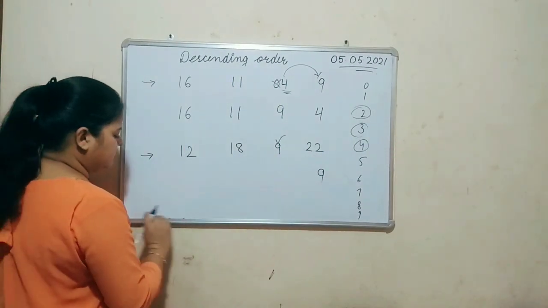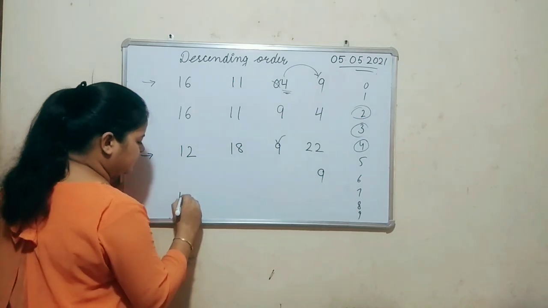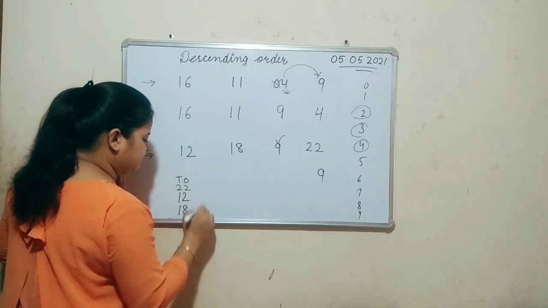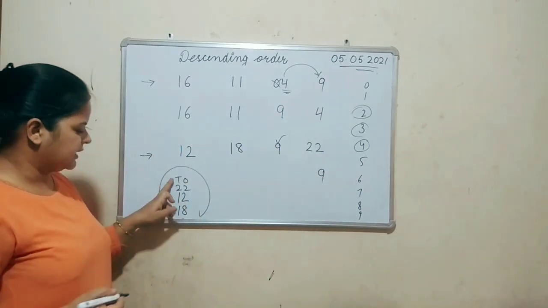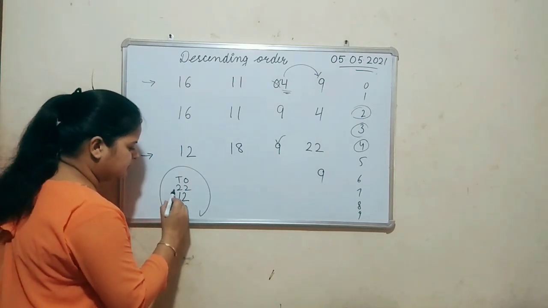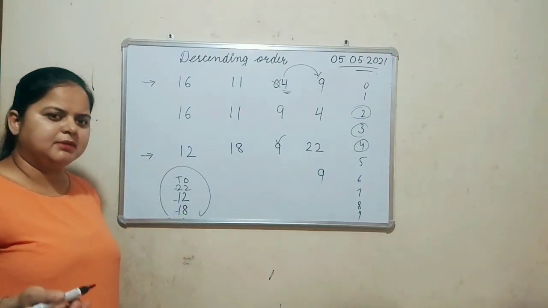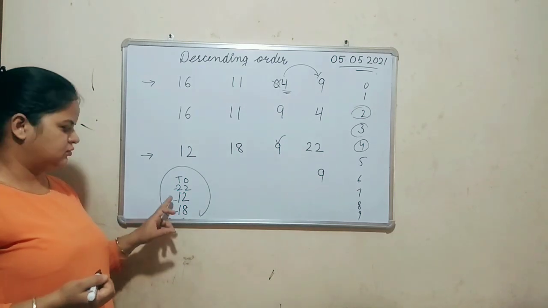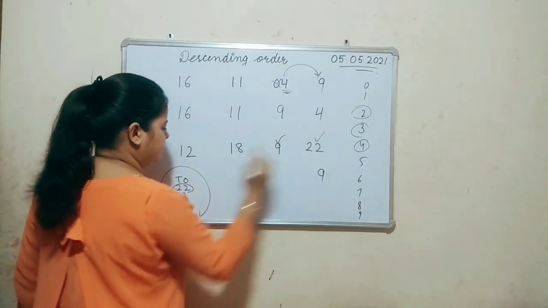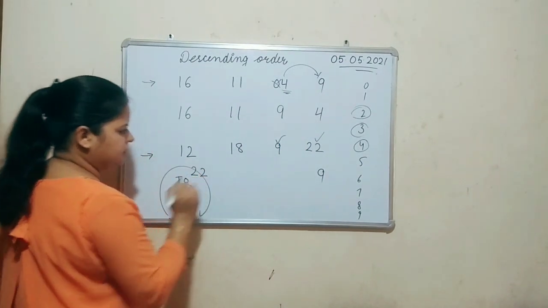Okay, first of all, when we compare the numbers, always see the number which is placed on the tens side. Tens side का number हम compare करते हैं. 1, 1, 2. Which is the greater number? 1 or 2? 2. So 22 is the greatest one. We will write 22 here.